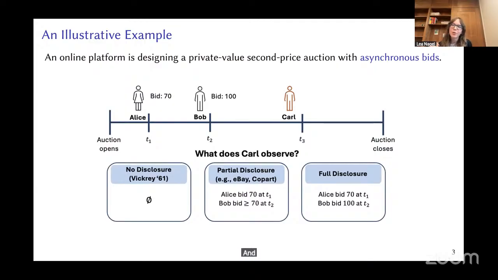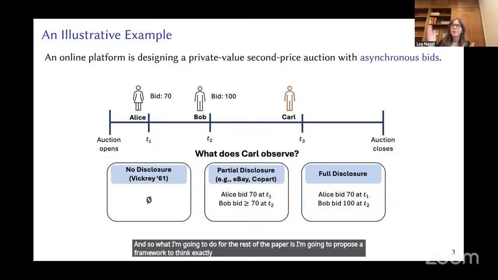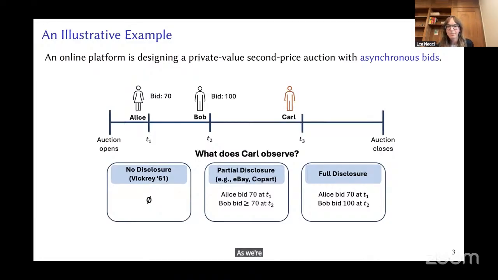And so what I'm going to do for the rest of the paper is propose a framework to think exactly about how much information we should reveal, even in cases where this information is potentially going to break the dominant strategy incentive compatibility of the mechanism, and what the key forces are that we need to trade off as we're making this decision.